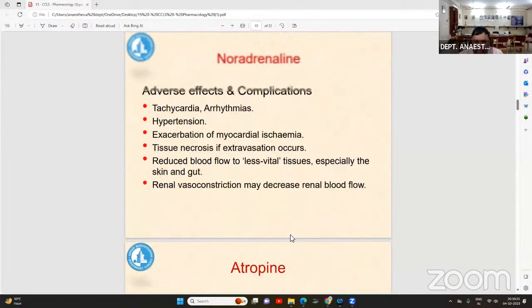And I just want to mention, noradrenaline ampoule is available as a 2 ml ampoule. Each ml contains 2 milligrams of noradrenaline tartrate, which is equal to 1 milligram of noradrenaline base. Generally, in a noradrenaline ampoule, you have 4 milligrams of noradrenaline tartrate, which is equal to 2 mg of actual noradrenaline base.